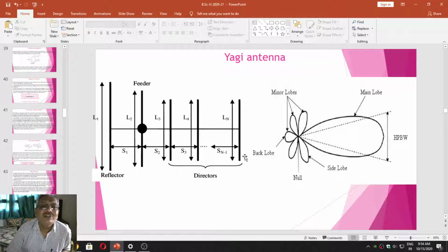If you arrange these conducting rods in this particular fashion, and if it is located in space, definitely it is capable of receiving the signal or transmitting the signal. The radiation pattern associated with this antenna looks like this. As we already studied the antenna radiation pattern as one of the parameters associated with the antenna, a similar type of structure is made available here.